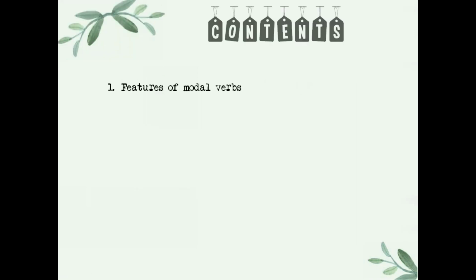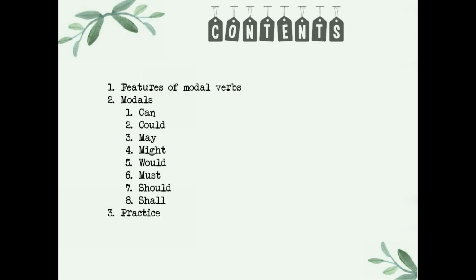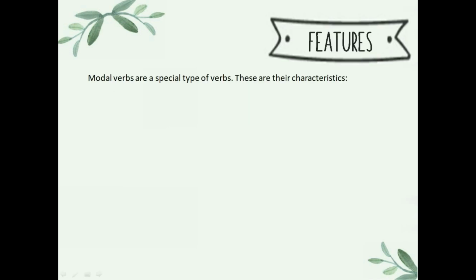So today the contents that we're going to see are: 1. The features of modal verbs, and then we will see each modal verb one by one. These are can, could, may, might, would, must, should, shall, and then I will leave some links as usual. So let's start by the features, the characteristics of modal verbs.